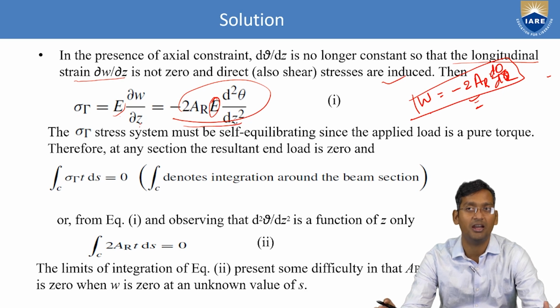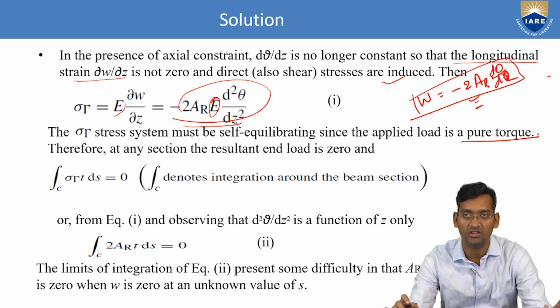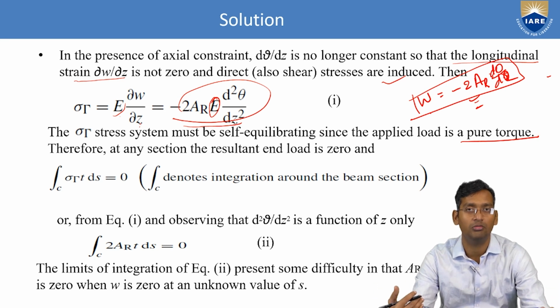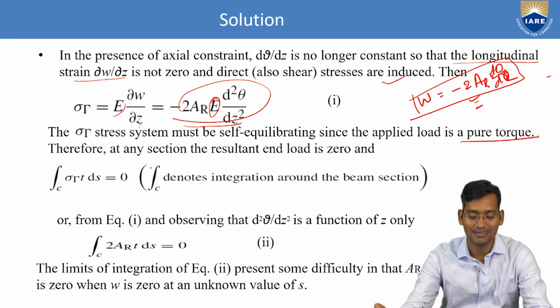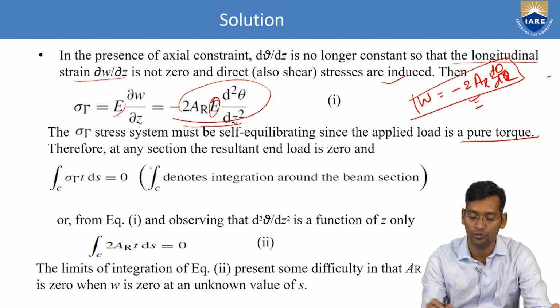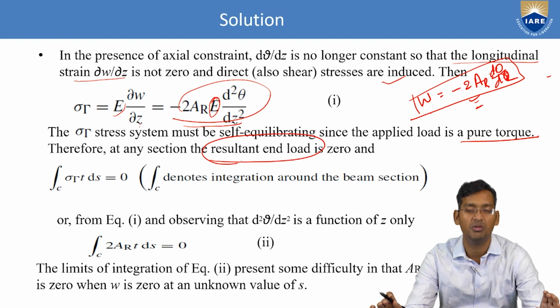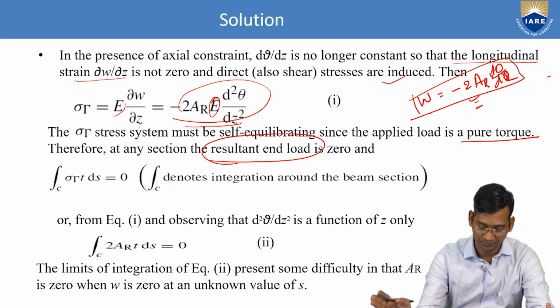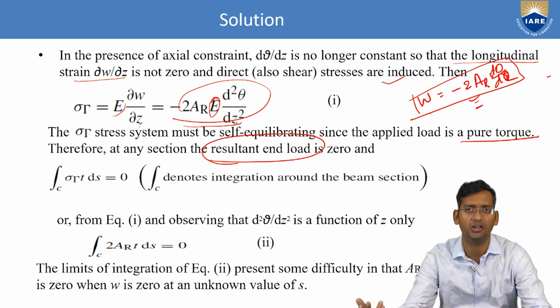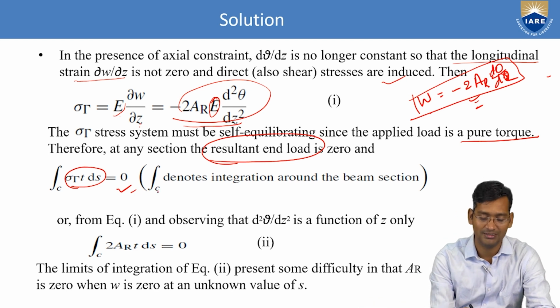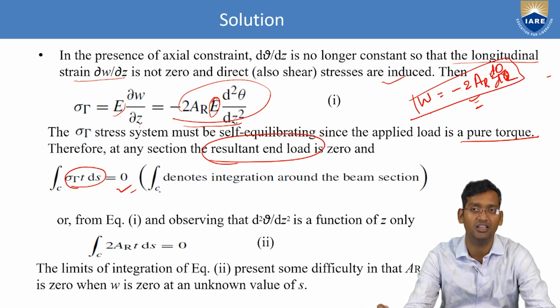self-equilibrating since the applied load is a pure torque. Why? Pure torque is there, means no other load is acting, so they must be in equilibrium by their own. Therefore, at any section the resultant load is zero. So the total overall resultant load acting at any section must be equal to zero. Total load means integral is required. So the integral of the total load equals 0, where the integral over C denotes integration around the beam section.